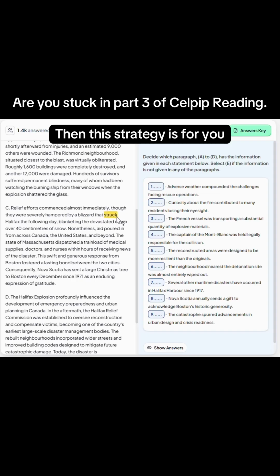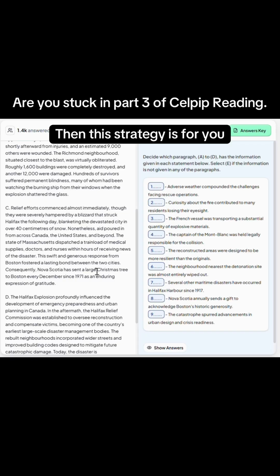Paragraph C, I read it and pick up my keywords. Here, the keywords I picked up were relief effort, hampered, and then I also saw blizzard. So any word that I'm not familiar with that sounds like high vocabulary, I also pick up. I wrote it down, and then I quickly move to my last sentence. Please note that you can use abbreviations wherever necessary.